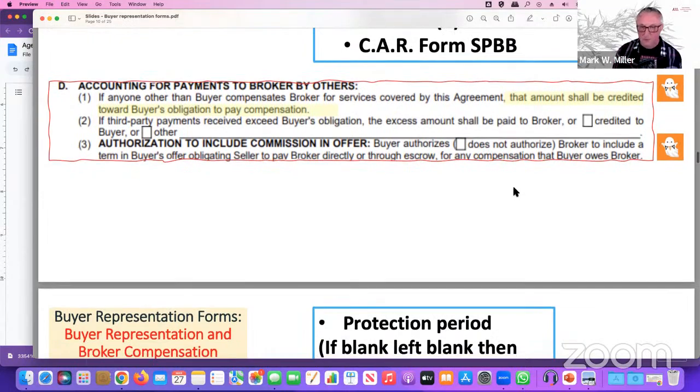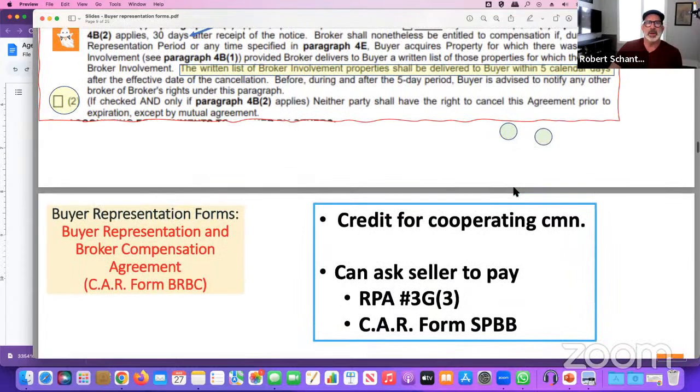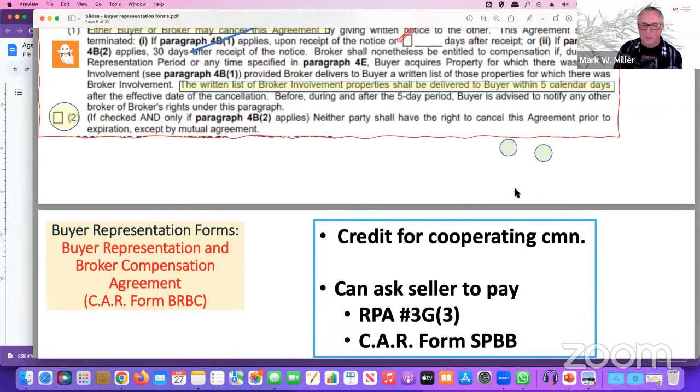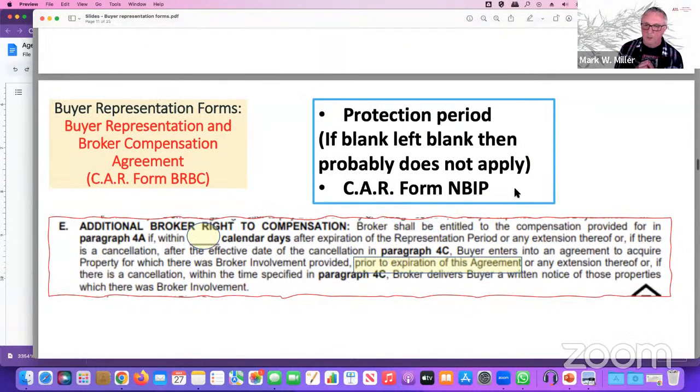3G3, it's in the little section up above there that we're about to talk about. Seller can ask to pay RPA 3G3 and CAR form. So in a shortfall situation where your BRE says 3%, cooperating broker commission in the MLS is 2.5, the buyer's agent can ask the seller to pay the other 0.5%. And we'll get to that in a moment. What Mark is pointing out, 3G3 is in the purchase agreement. Correct. So if you guys are confused, that's what he's talking about right now.